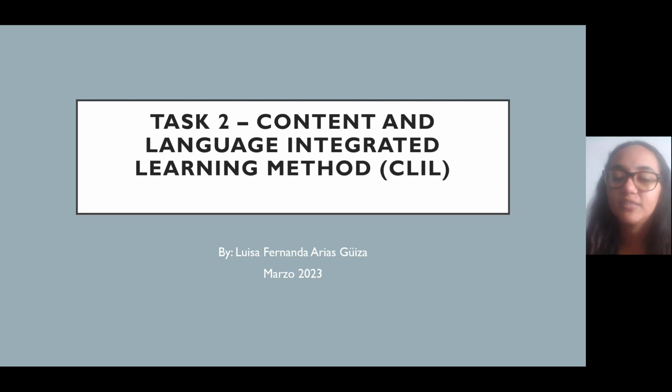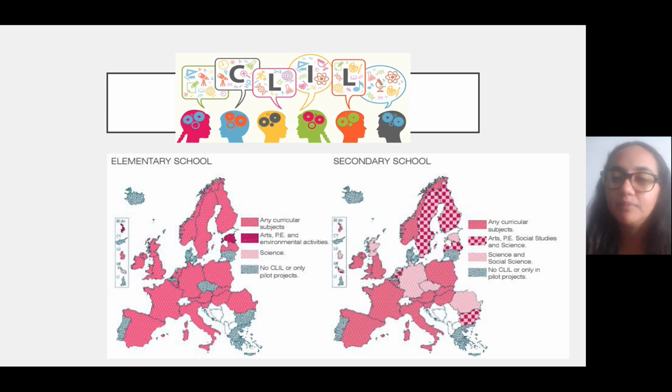CLIL for the Didactics of Science. So, everyone, welcome to this time of learning about CLIL. That means Content and Language Integrated Learning. It was launched in 1994 in conjunction with the European Commission.